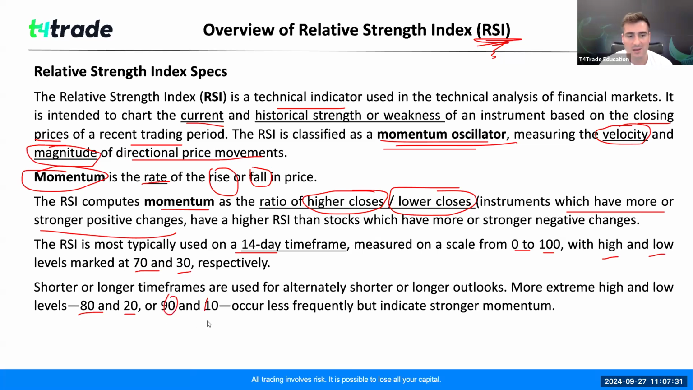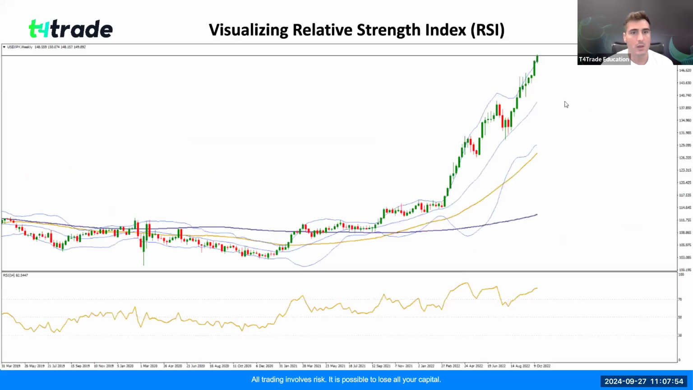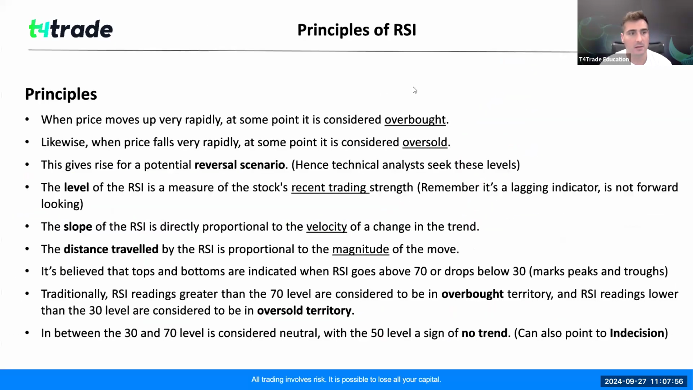90 and 10 is a much more extreme kind of threshold area that you could use as settings on your RSI. Okay, because they occur less frequently, but at the end of the day, they tell you this. Okay, so visualizing RSI. What else?